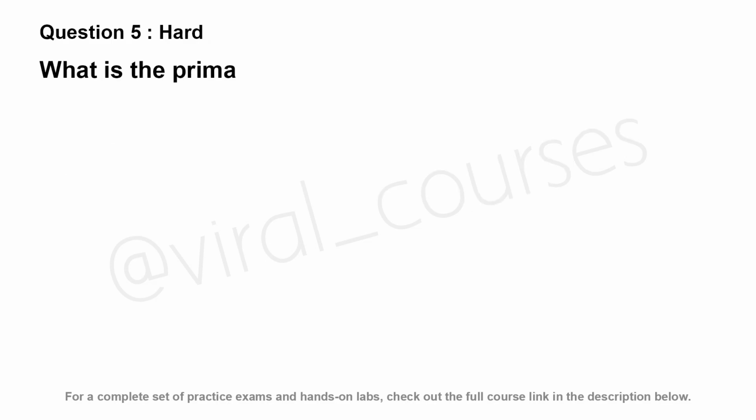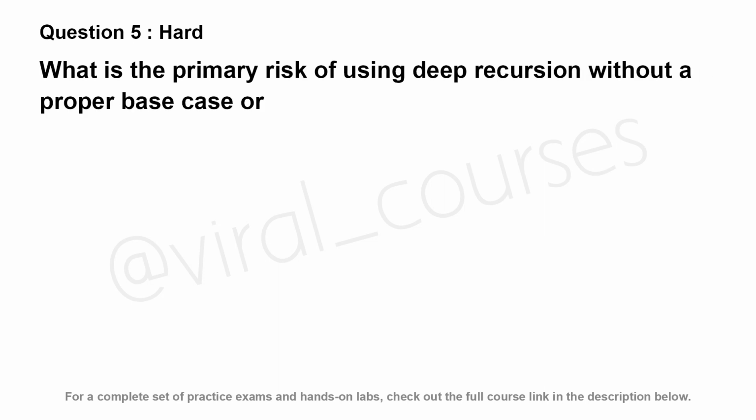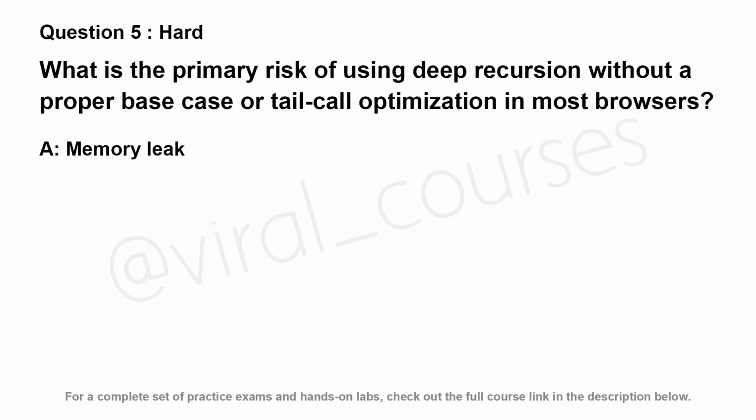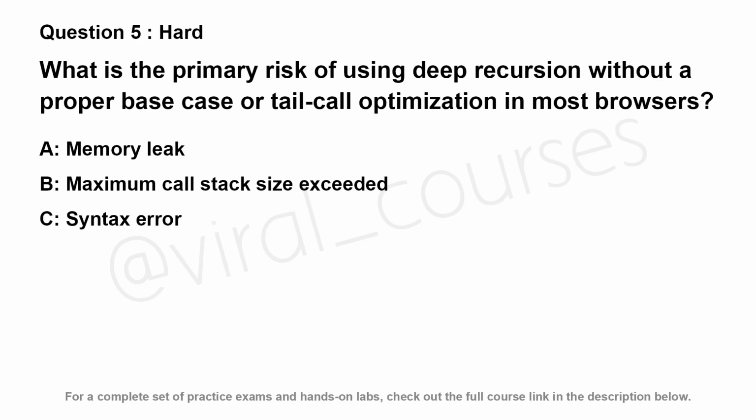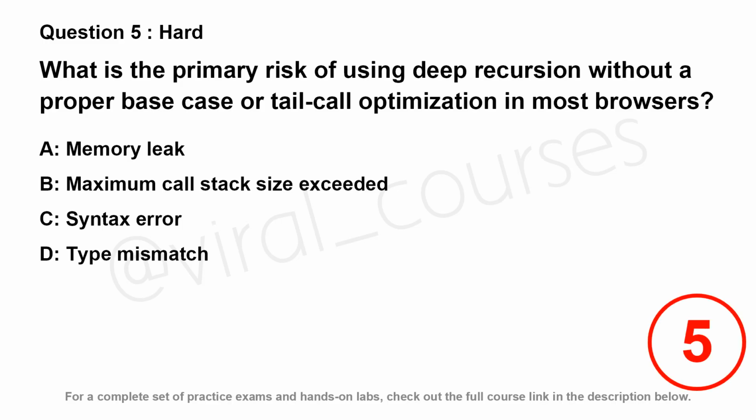What is the primary risk of using deep recursion without a proper base case or tail call optimization in most browsers? Option A, memory leak. Option B, maximum call stack size exceeded. Option C, syntax error. Option D, type mismatch.